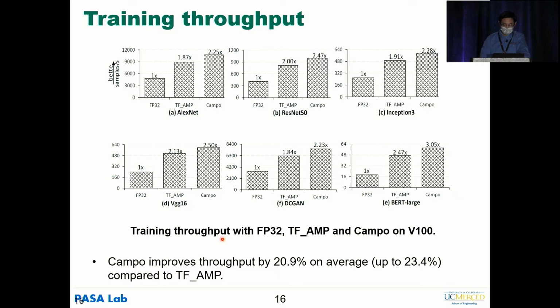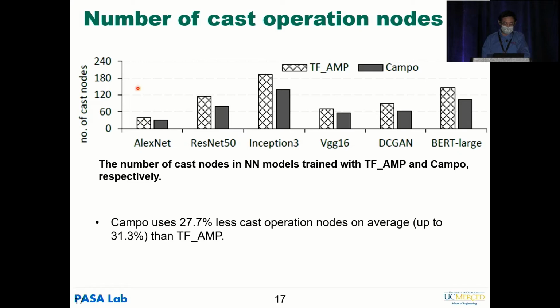And in this slide, I'm presenting the number of cast operation nodes. Ideally, we want to reduce the number of cast nodes, right? Because sometimes it's not performance beneficial to use lower precision training. The y-axis in this figure is the number of casting nodes. So we can see that Campo reduced the number of casting nodes by 27% on average compared with TensorFlow.